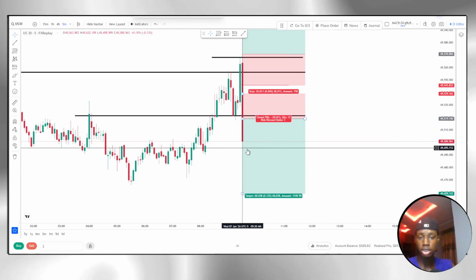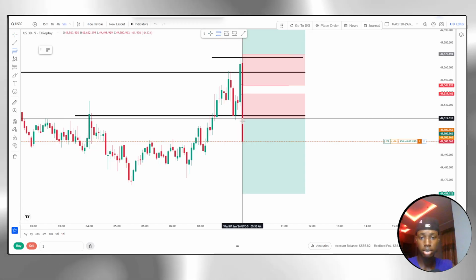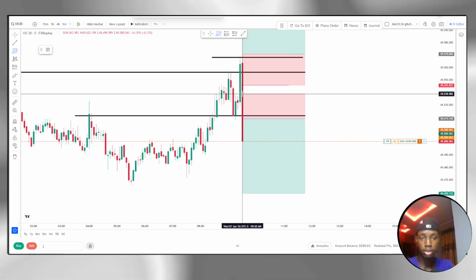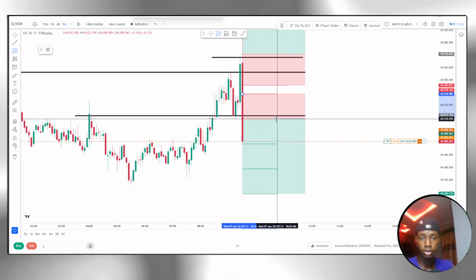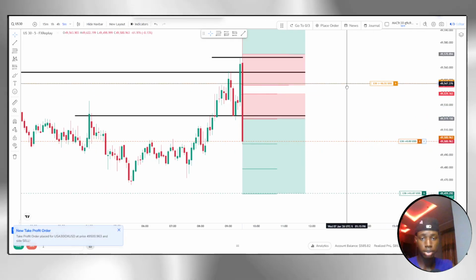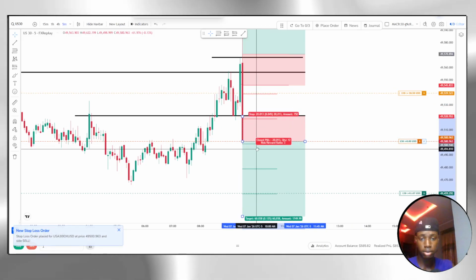Okay, but this is a really bad fill. But let's say I took a sell trade here. Obviously I would have taken my sell trade somewhere right there, but this is way too far. So put my take profit here, put my stop loss right there, or let's just actually do it.